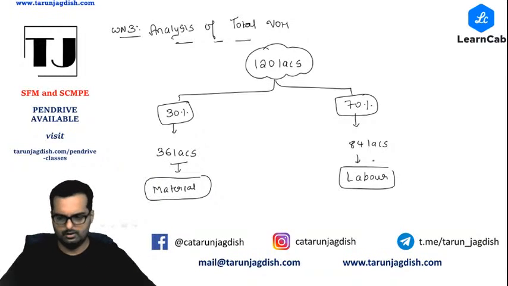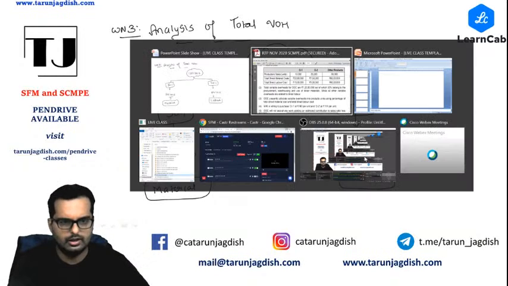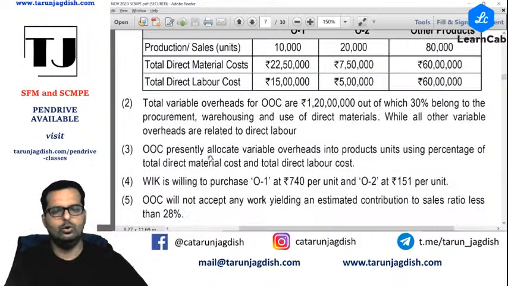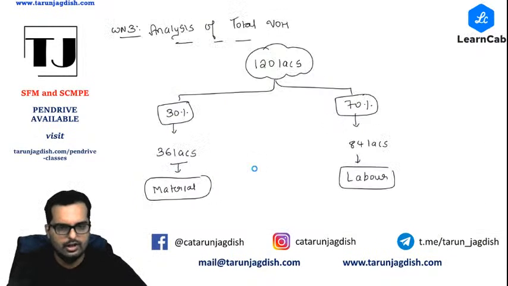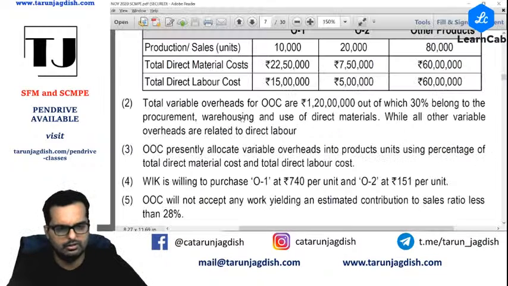Alright friends, have you all put up till here in your books now? Okay. So once you have put up till here, I'll go to the next part now. Down, they have told OOC presently allocates variables into products using percentage of direct material cost and direct labor cost. Friends, we'll do one thing. Here we have found out the variable cost on per unit basis. Let us find this out on a total basis also.